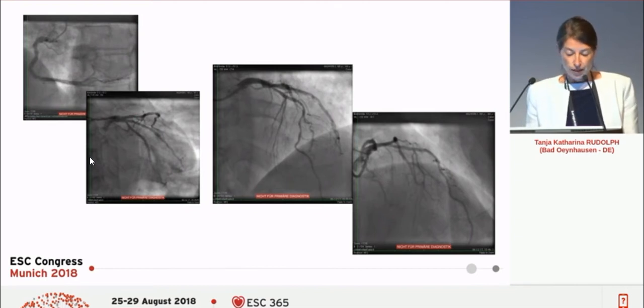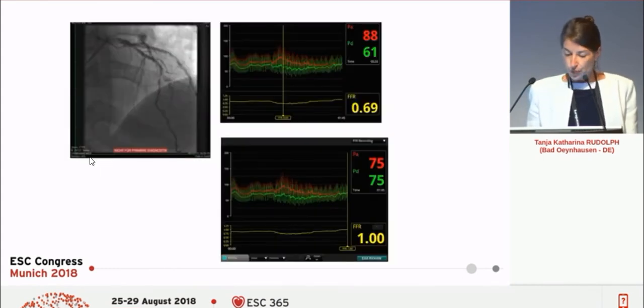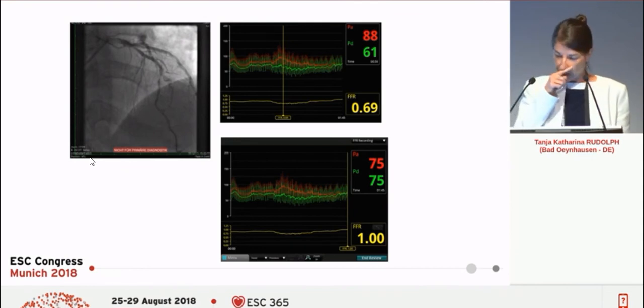So, well, when we see this as interventionalists, I think you all agree. We sometimes think, okay, what should we do? Should we just place stents everywhere here in this LAD? And I think in this situation, FFR measurement is in particular helpful for us. So what we did in this patient was the measurement, of course, of the FFR, and the lowest value was 0.69, so completely clear that this is a relevant stenosis, and I think it's not really surprising.